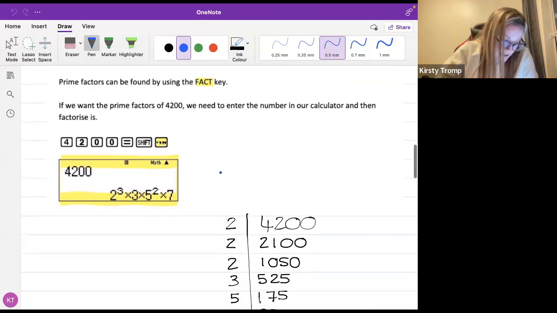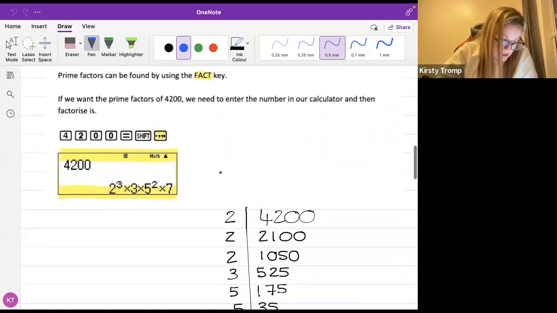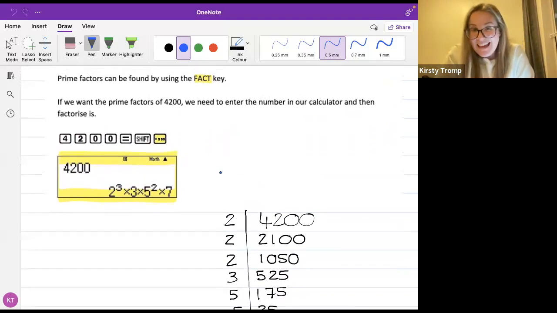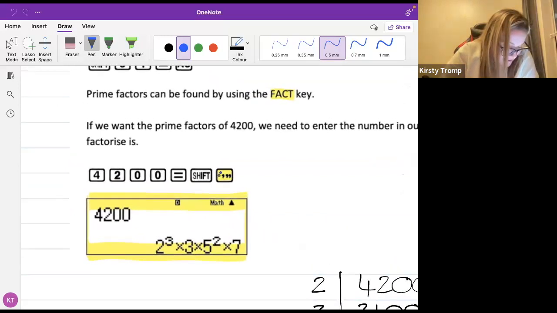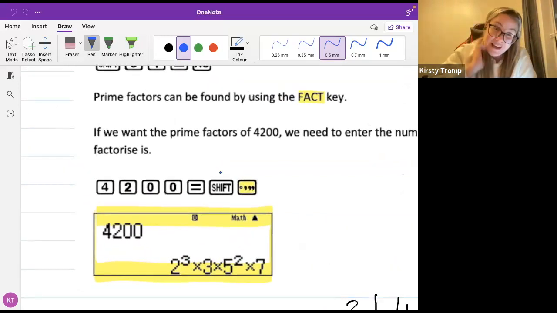To find prime factors on your Casio calculator, you use the FACT key. If you want to find the prime factors of 4,200 using your Casio calculator, you put in the following: 4,200 equals, and then you press the shift button, and I'm going to zoom in on it for you guys. You find a button that's got that dot, and it's got 3 commas.